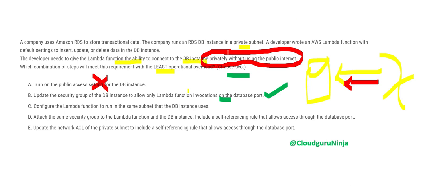So option C says, guys, let's put Lambda on the same subnet. That means let the boyfriend move to the girlfriend's house. Let them stay together. If they are in the same room, they can talk to each other. Nobody else will hear. Is it a feasible solution?